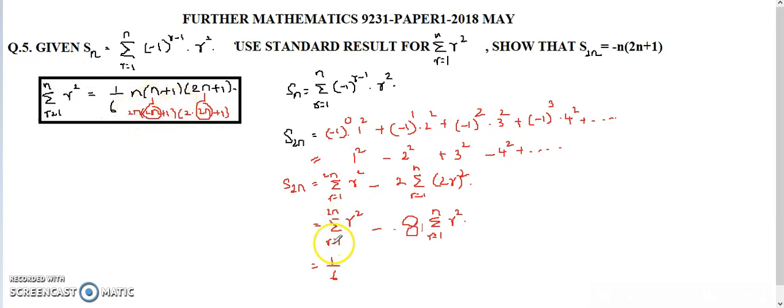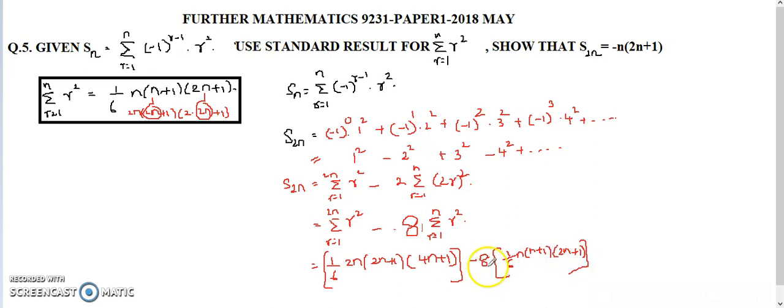So sigma r equal to 1 to 2n of r² can be written as 1/6 times 2n times (2n+1) times (4n+1). That is what we get for the first summation, minus 8 times sigma r equal to 1 to n of r², which is the same result, 1/6 n(n+1)(2n+1). Now I'm going to simplify this part. Let me just rub the first few steps.